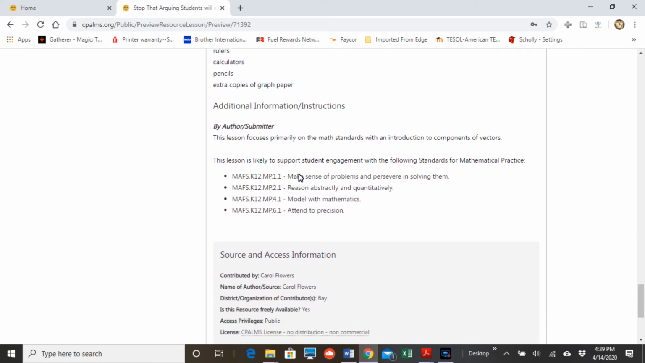And then this lesson is likely to support student engagement with the following standards for mathematical practice. So here are some more standards. If you are struggling with understanding what's going on yourself, before presenting this lesson to your child, or if they look at this and they're confused, they can go to these standards and review them. Go back and review them before approaching this particular topic, just to see and understand what skill sets are being reinforced that they've learned before.